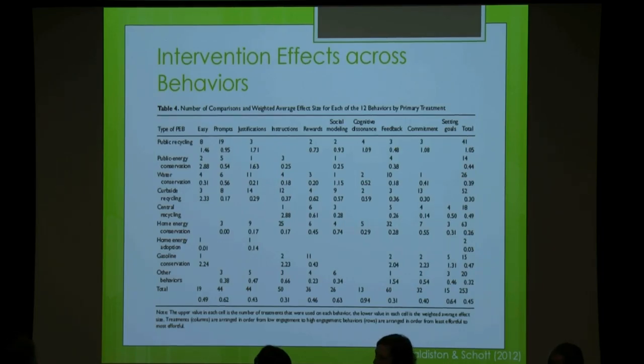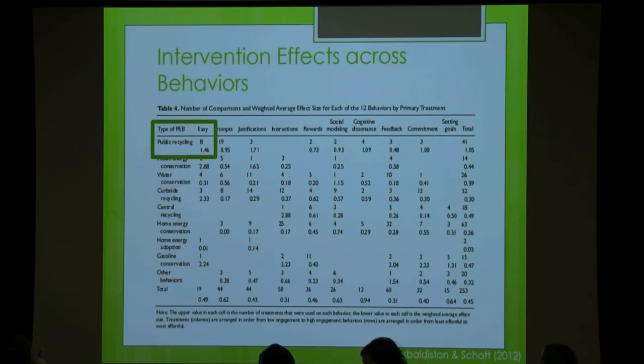So the idea is you can look at how effective different interventions are at changing different types of behaviors. This is public recycling and ease interventions, so this is like having more recycling bins around, decreasing the inconvenience of recycling. And the numbers there, a good principle for this talk is that bigger numbers are better. Different studies use different types of effect sizes, you can get into it if you want, but essentially that's a really big number, that 1.46. So that suggests ease interventions are pretty effective at increasing public recycling.